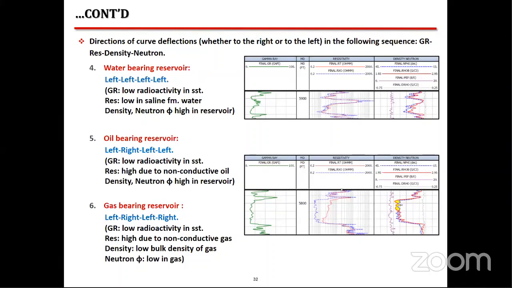Lastly, a gas-bearing reservoir will deflect left, right, left, right, where the low radioactivity is observed in sandstones. High non-conductive gas will have high resistivity. Density will be low, mainly because gas has very low density and therefore it suppresses the density of the sandstone itself. Neutron porosity will also be low in a gas.